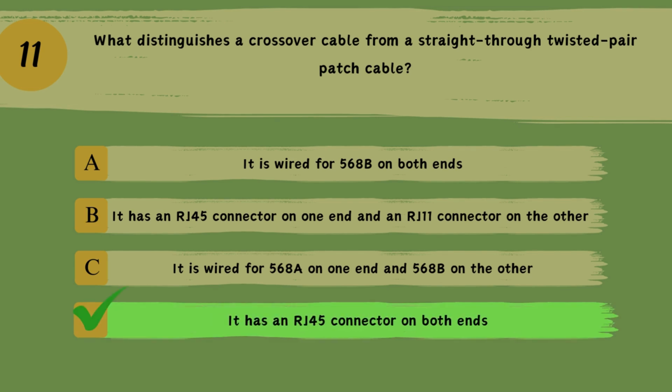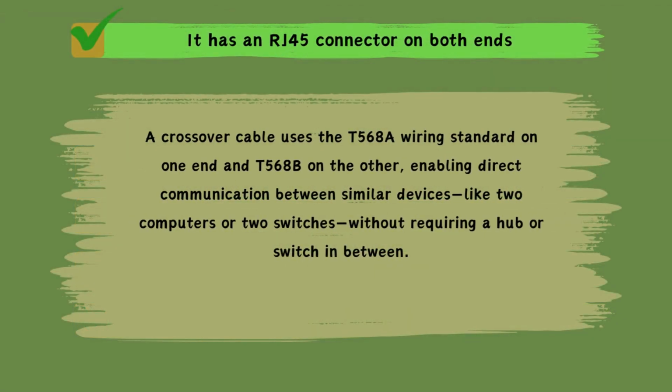Correct answer, D. It has an RJ45 connector on both ends. A crossover cable uses the T568A wiring standard on one end and T568B on the other, enabling direct communication between similar devices, like two computers or two switches, without requiring a hub or switch in between.